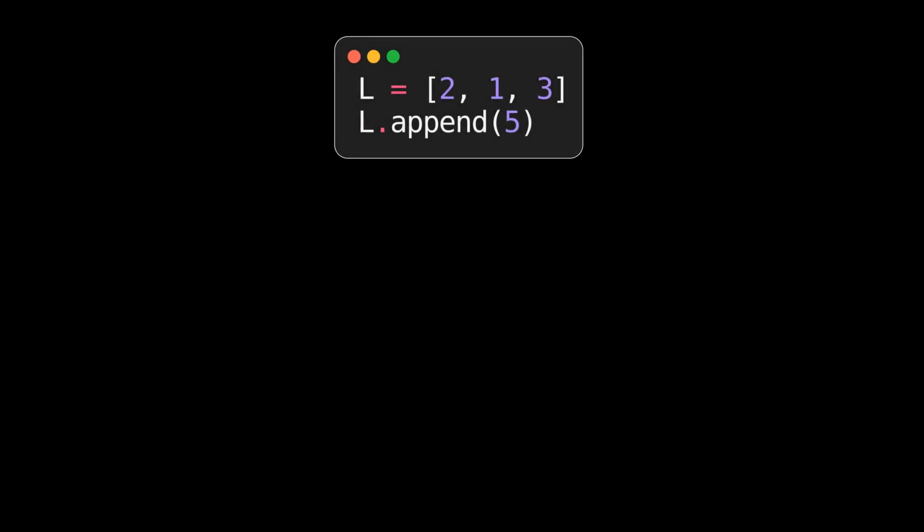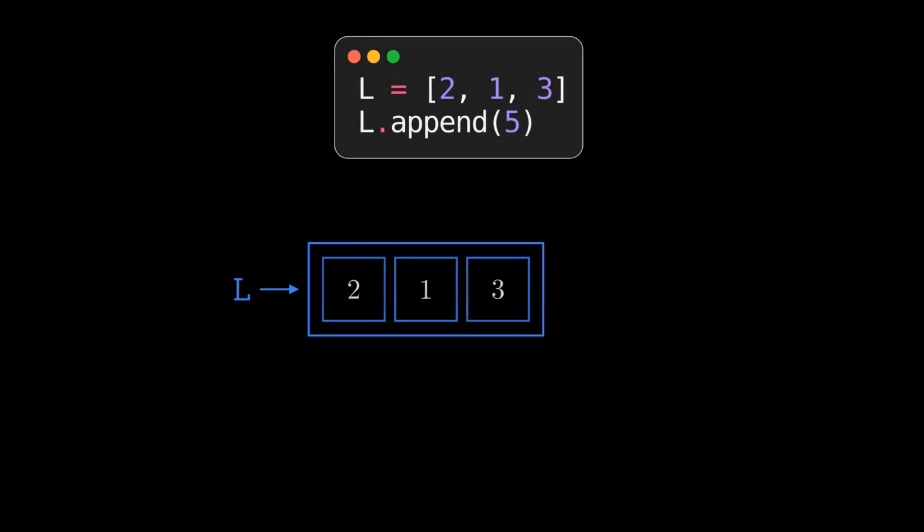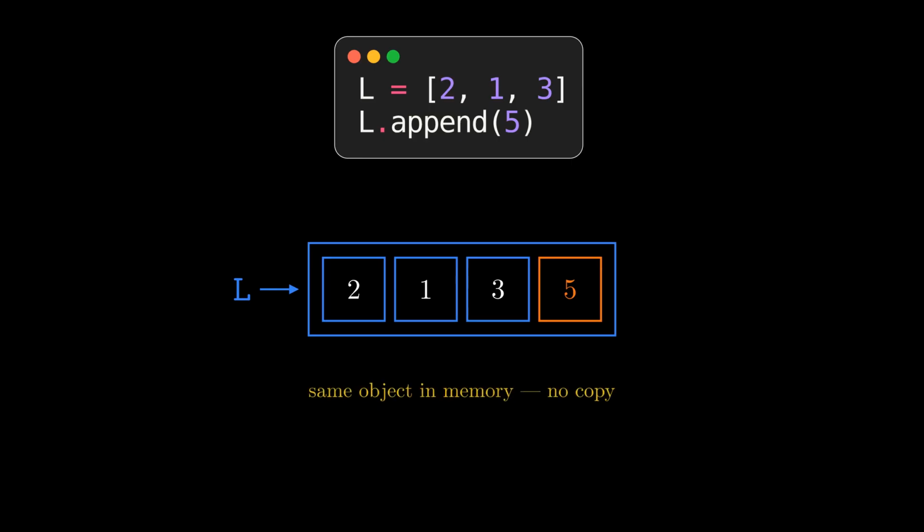Let's make it concrete. Start with the list 2, 1, 3 and call append with 5. Python looks up that list and adds the object 5 onto the end. Now the list is 4 elements long: 2, 1, 3, 5. Notice what did not happen. We didn't make a copy and we didn't build a new list. We reached into the exact list already sitting in memory and changed it there. That's what mutation means. Same object, new contents.